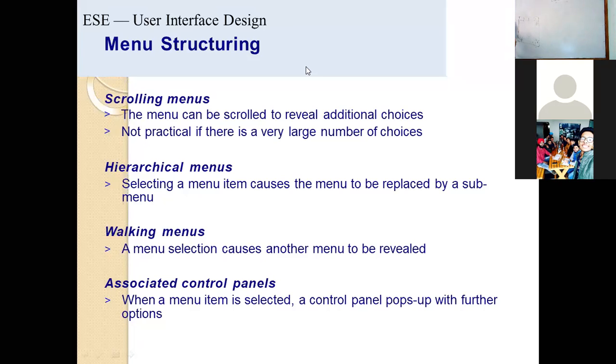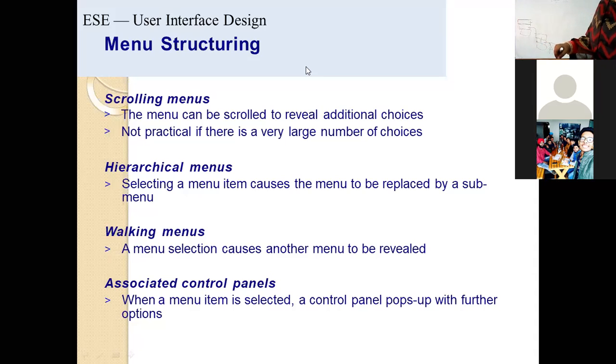Hierarchical menu, in which we can have hierarchies. Like we can move from 1 to 2 to 3 in this way. Selecting from these and moving to the next menu. There is another menu, and from that we can select another menu. So hierarchically, there is that hierarchical menu. Selecting a menu item causes the menu to be replaced by a sub-menu. Walking menu: a menu selection can cause another menu to be revealed. Selecting a menu, a further menu can be selected.